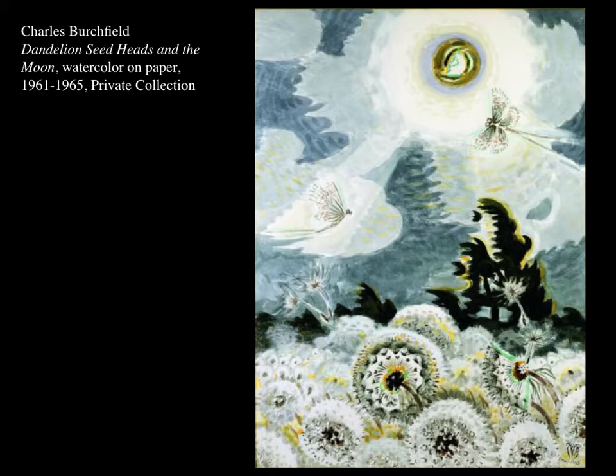And so Charles Birchfield, this painting was made in 61 to 65, but he was mostly working in the 30s and 40s, still making work like this. So I tend to think of him as an earlier modernist painter.